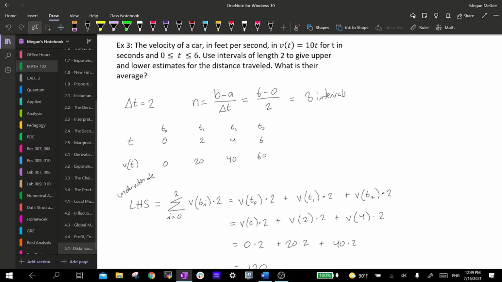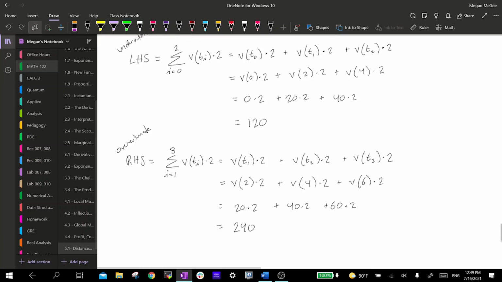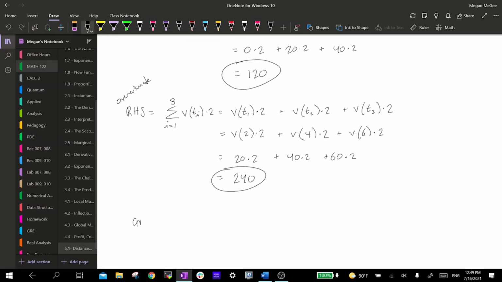Alright, so now we want to know what is the average. So that's the left hand, that's the right hand. So the average is going to be 120 plus 240 divided by 2. So we get 360 divided by 2, 180. Alright, so this is our average.